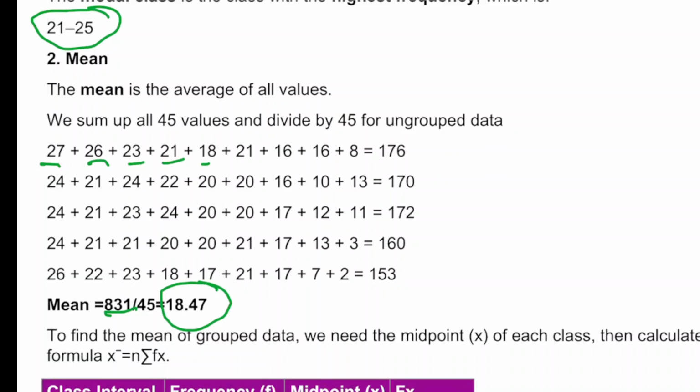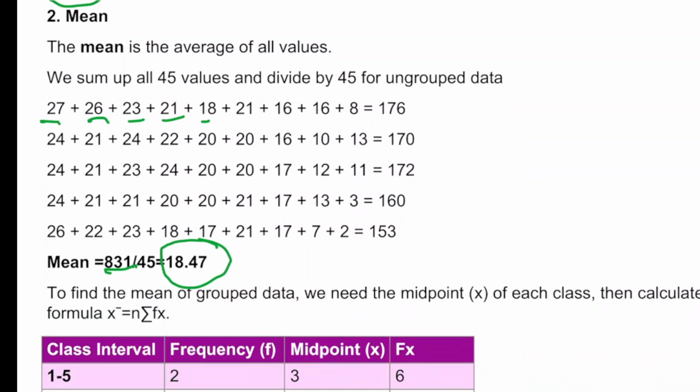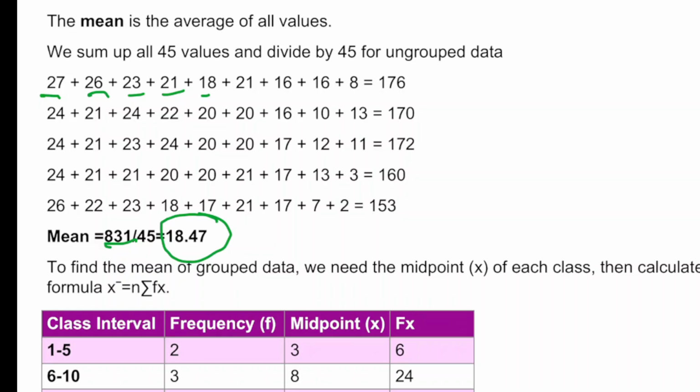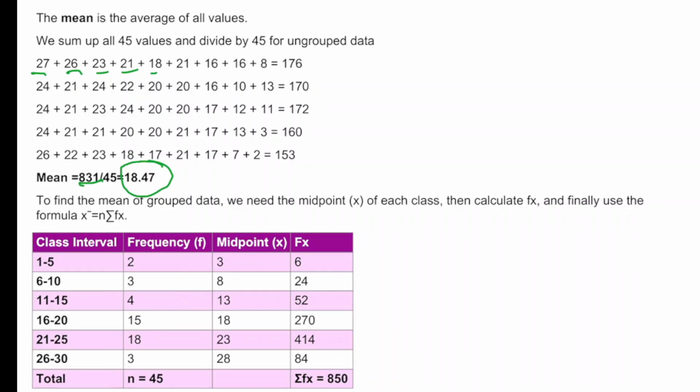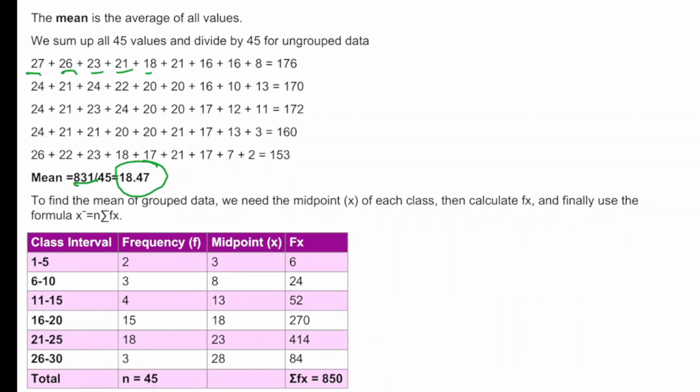So, to find the mean of grouped data. We have done one for ungrouped. Let us now find one for the grouped data. You start with the class interval, which we have done already. You go for the frequency, that we have done already. Now we look for the midpoint, which we denote X.